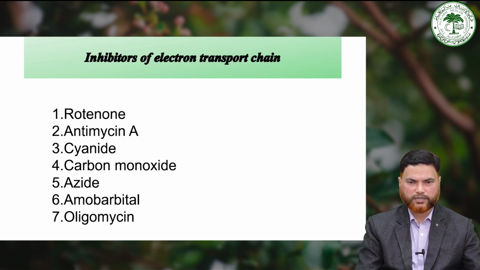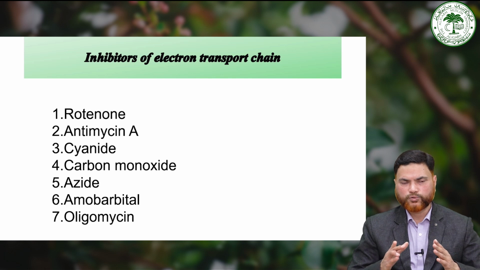Then carbon monoxide is another inhibitor. Like cyanide, carbon monoxide binds to the heme group in cytochrome C and blocks the transfer of electrons in the electron transport chain. Another one is azide here. Azide is a reversible inhibitor of complex 4. It competes with oxygen for binding to the heme group in cytochrome C oxidase, blocking the electron transfer to oxygen. Then amobarbital, also known as amytal, inhibits complex 1. Then oligomycin inhibits complex 5, that is ATP synthase of the electron transport chain.